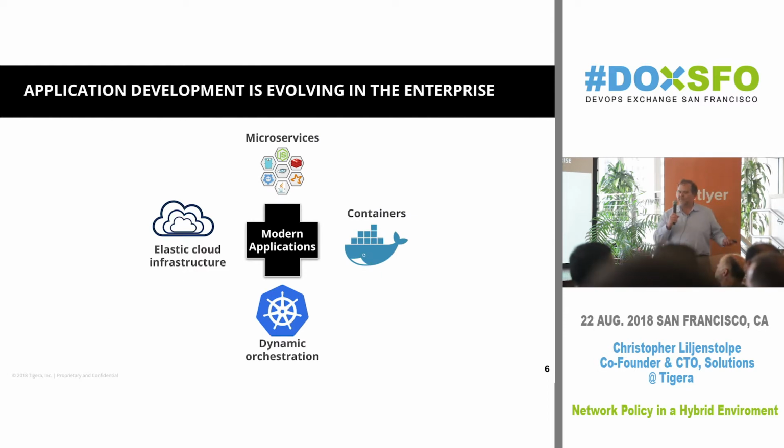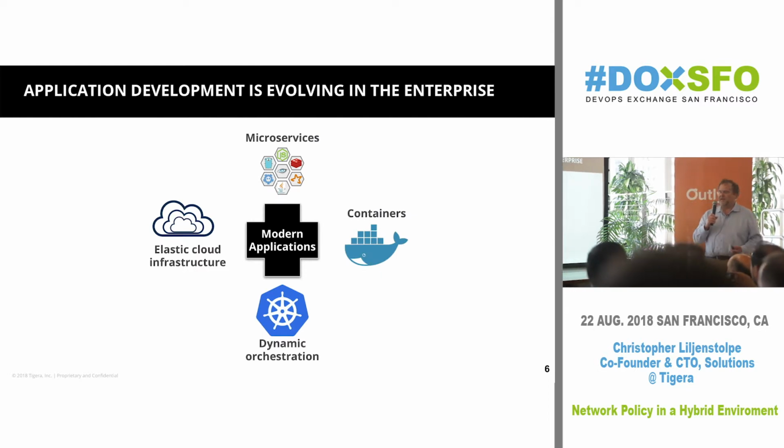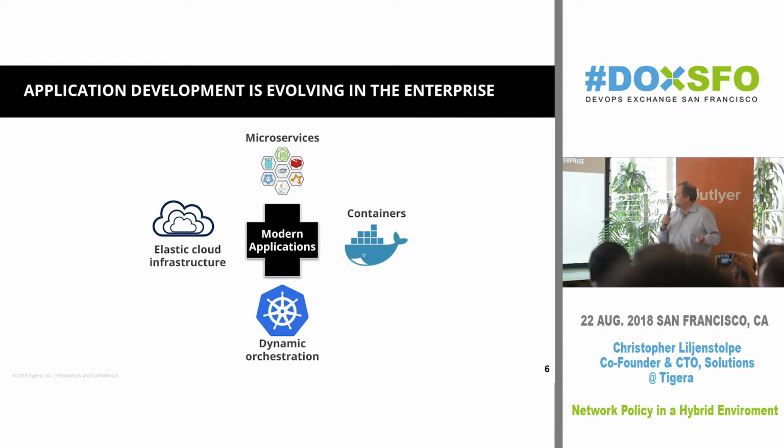Application development, we've talked about microservices already today, so I won't spend too much time on this, but we take microservices, we make them very dynamic by running through something like Kubernetes. We deploy them in elastic cloud infrastructure and using containers. This creates some interesting problems with the way we've done network isolation to date.